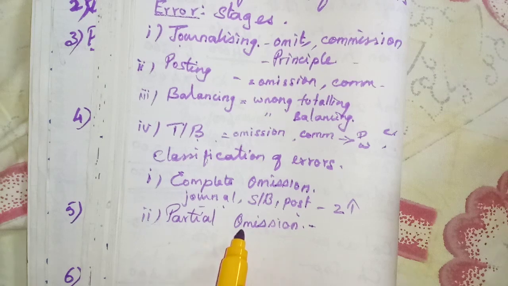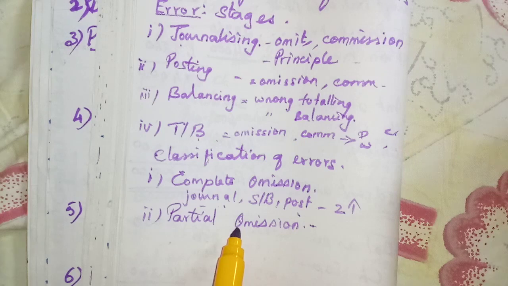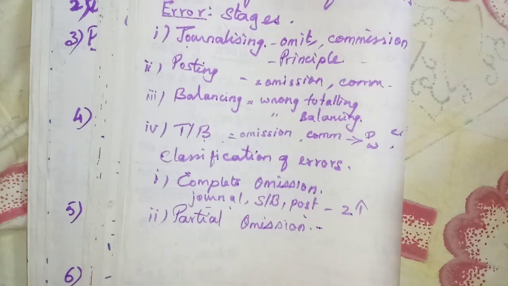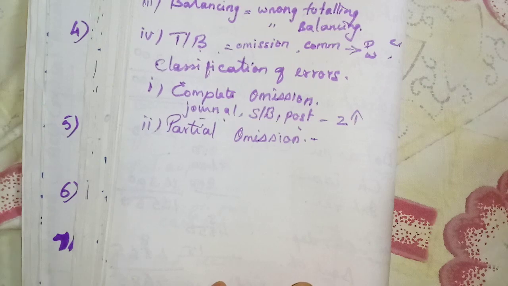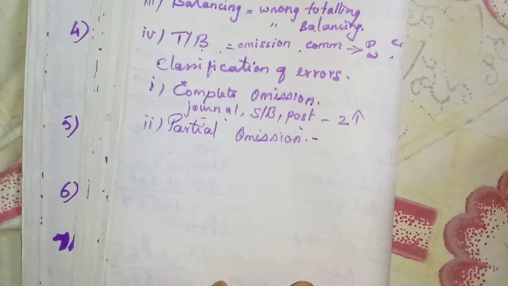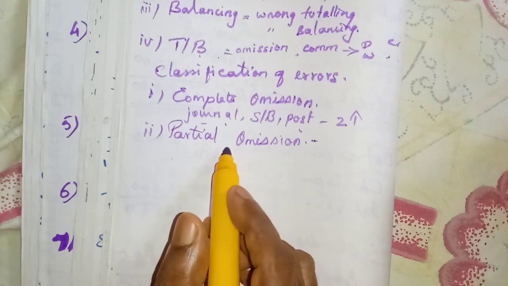Then error of partial omission. Partial omission means he may fail to record a part of a transaction, that is, part of a journal entry. Partial omission will occur mostly at the time of posting a journal entry. Two aspects are there. One aspect we may post, the other one we may not post.